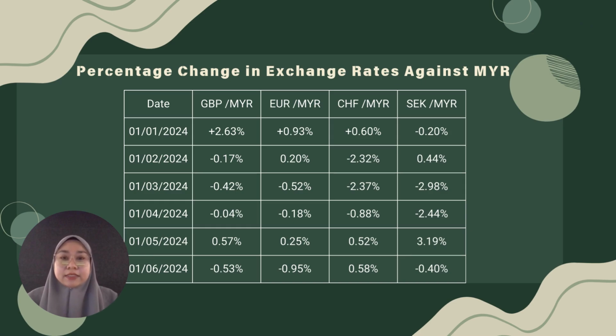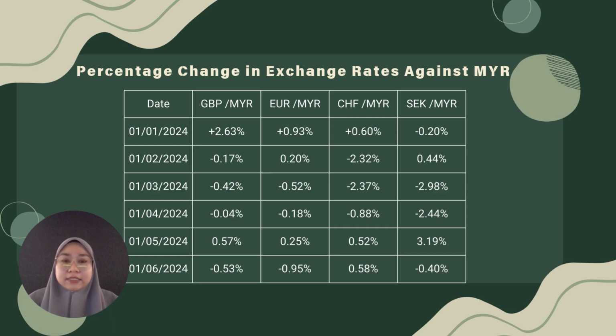So for GBP, the change went from 2.63% to a decrease of 0.17% in February, and again it decreased by 0.42% in March, decreased again by 0.04% in April, but increased by 0.57% in May, and decreased back in June by 0.53%. For euro, the exchange rate increased by 0.2% in February, but decreased by 0.52% in March. It decreased again by 0.18% in April, increased in May by 0.25%, and decreased again in June by 0.95%.